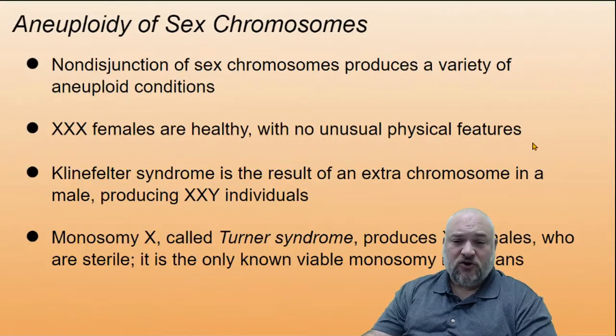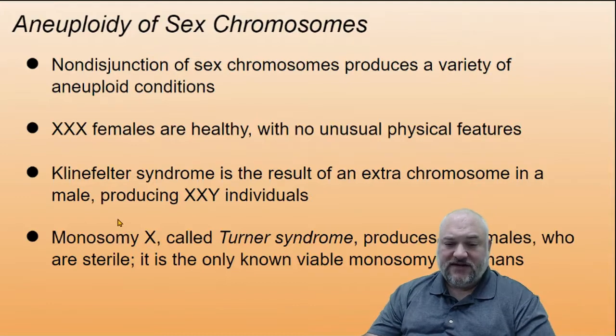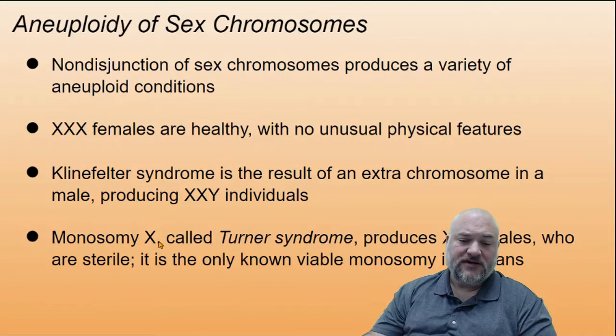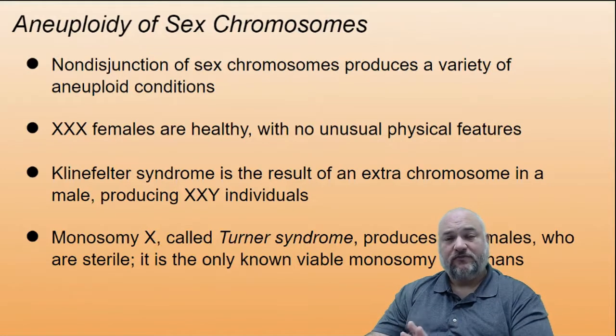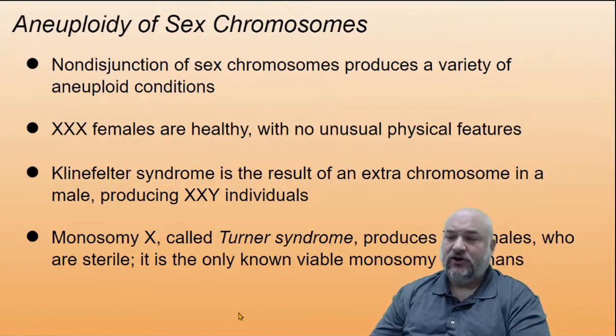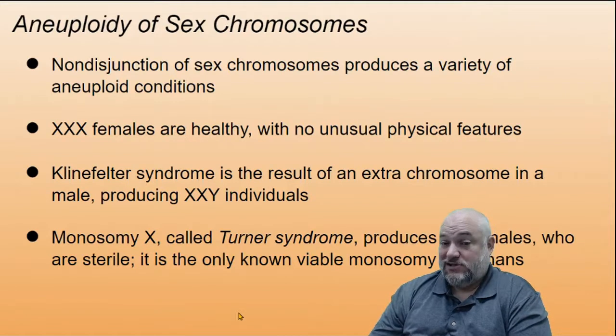If you have aneuploidy of sex chromosomes, it can produce a variety of conditions. Triple X females are healthy with no unusual physical features. They're fine because remember, we've got Barr bodies going on too. Klinefelter syndrome is a result of an extra chromosome in a male, producing XXY. And then monosomy X, called Turner syndrome, produces an X0 female, so individuals with one X, who are sterile. It is the only known viable monosomy in humans. It's not surprising that it's viable, because in humans, one of the X's always turns into a Barr body anyway in cells.